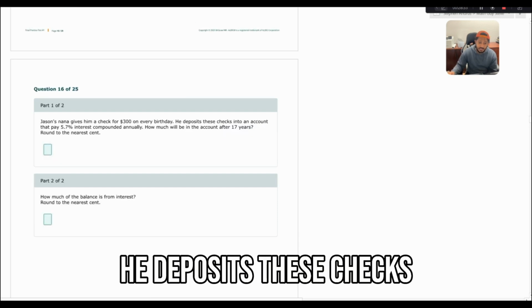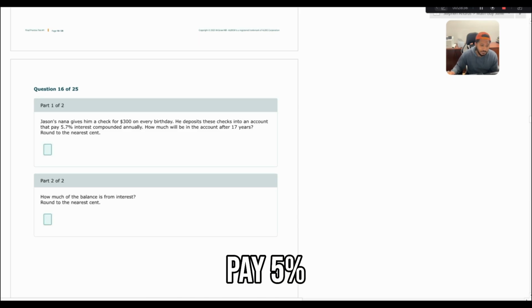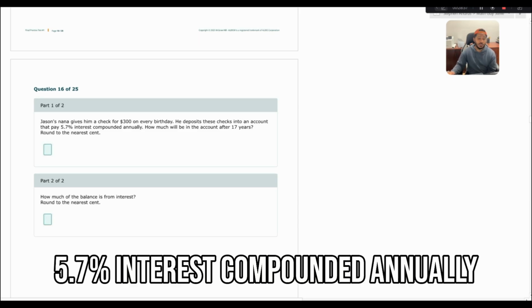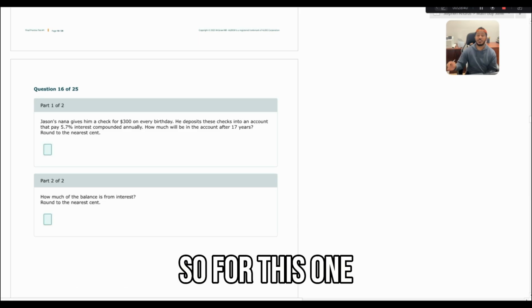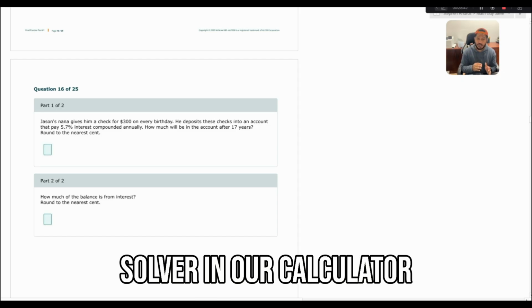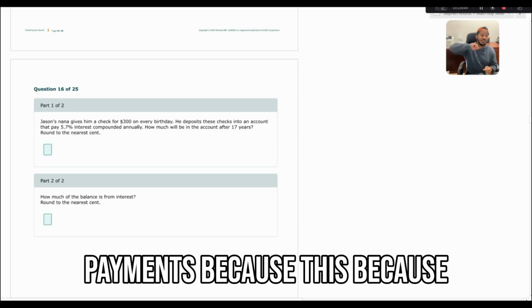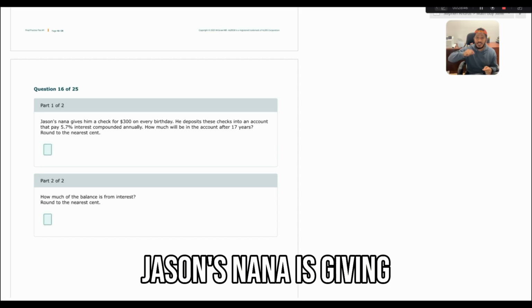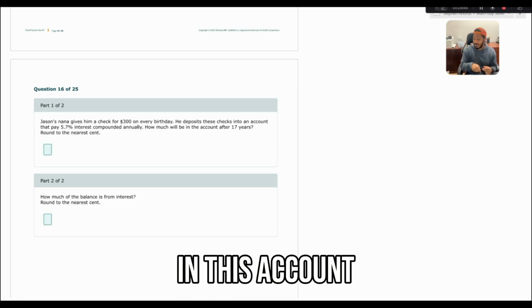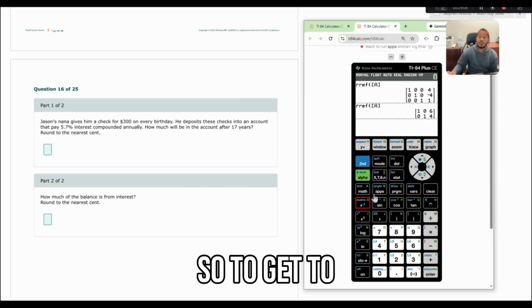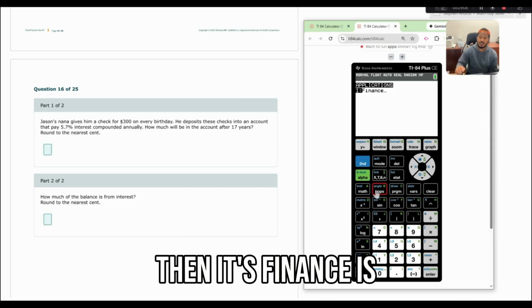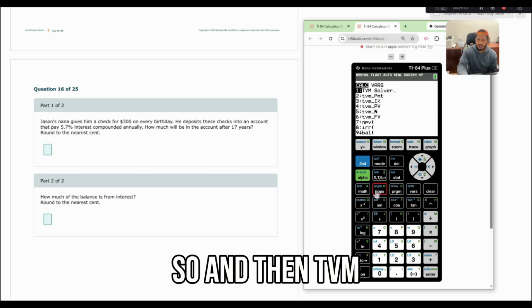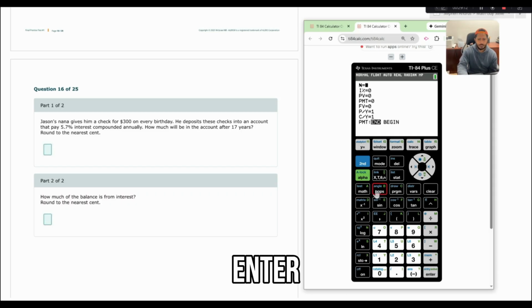All right, this one says Jason's Nana gives him a check for $300 on every birthday. He deposits these checks into an account that pays 5.7% interest compounded annually. How much will be in the account after 17 years? For this one, we use the TVM Solver in our calculator because we're doing periodic payments, because Jason's Nana is giving him money every year in this account. To get to the TVM Solver, we press apps, and then finance is the first option, and then TVM Solver is there. So apps, enter.